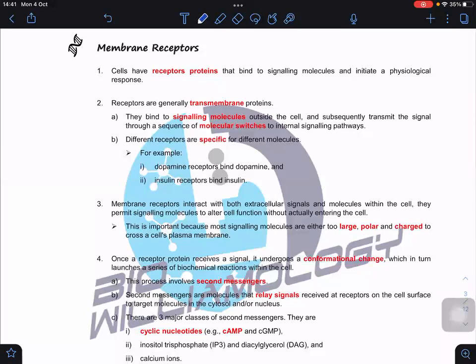Okay, let us look at this membrane receptor. When we talk about membrane receptors, we also term them as the receptor proteins that bind to the signaling molecule and initiate the physiological response. Generally, they are transmembrane proteins. So they have the ability to bind to the signaling molecule outside of the cell, and subsequently transmit the signal through a sequence of molecular switches, on and off. And they must be very specific. For example, the dopamine receptor only allows dopamine to bind. The insulin receptor only allows insulin to bind.